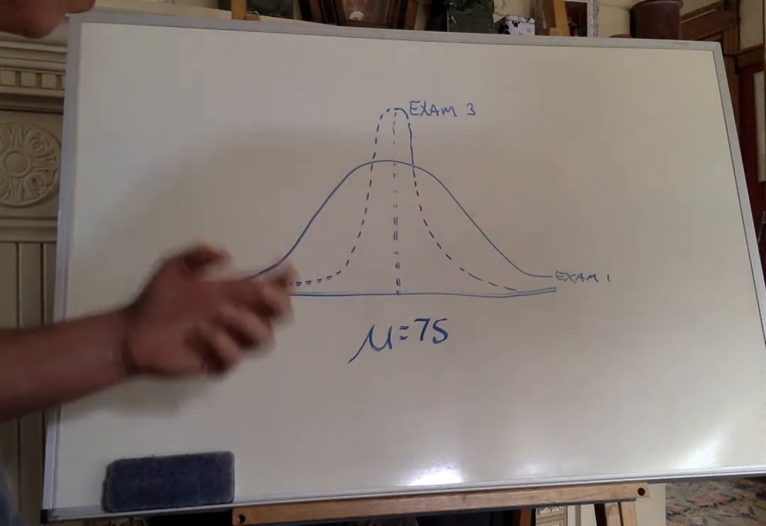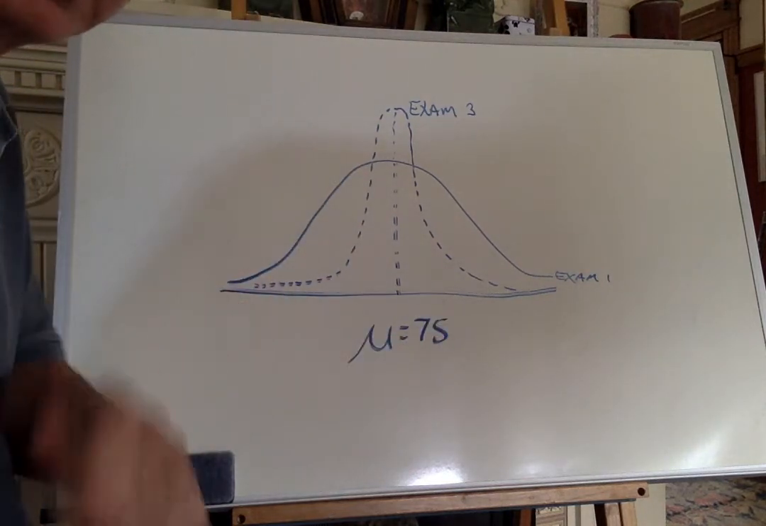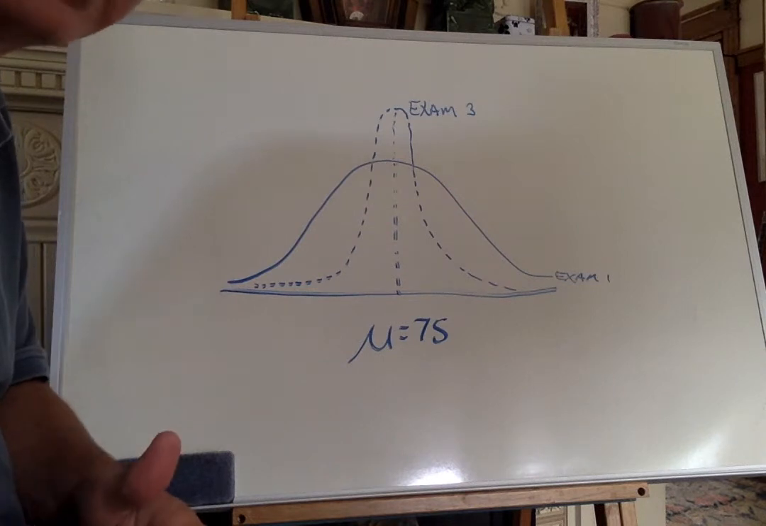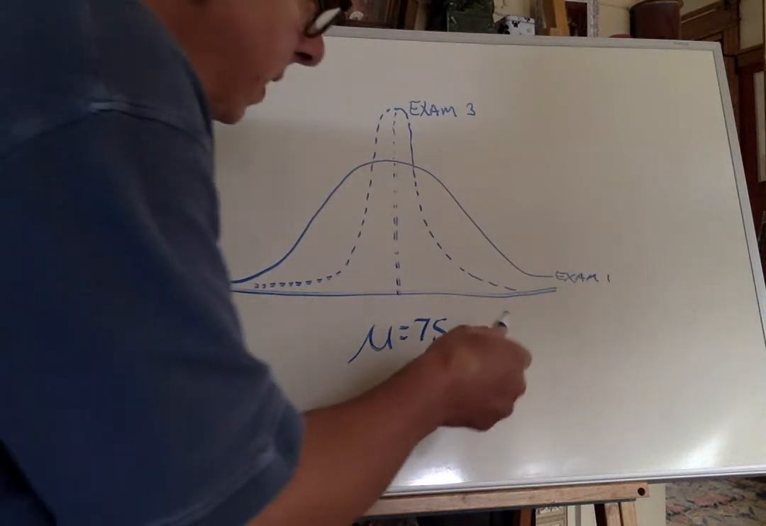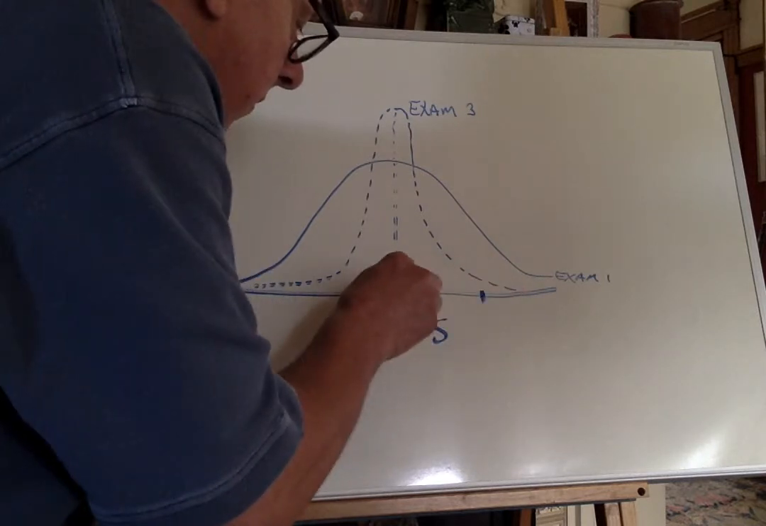Now, your score for exam 1 and exam 3 is 85. So you're 10 points above the mean, and let's just say here's our 10.